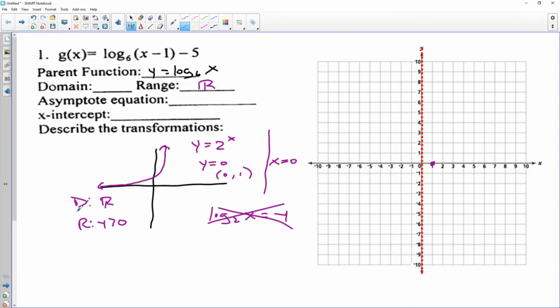Okay, and that's because it's the inverse of this exponential. We're going to say that the domain is x is greater than 0, instead of y, because we flipped it. And you can see that I have this dotted line here.